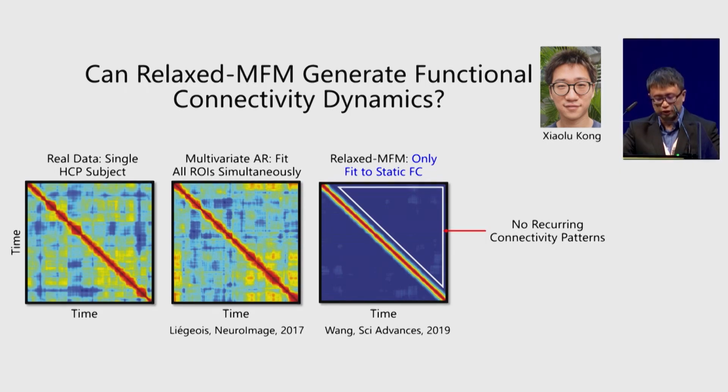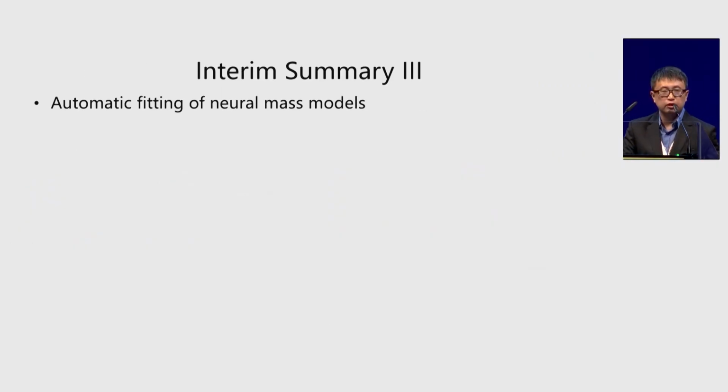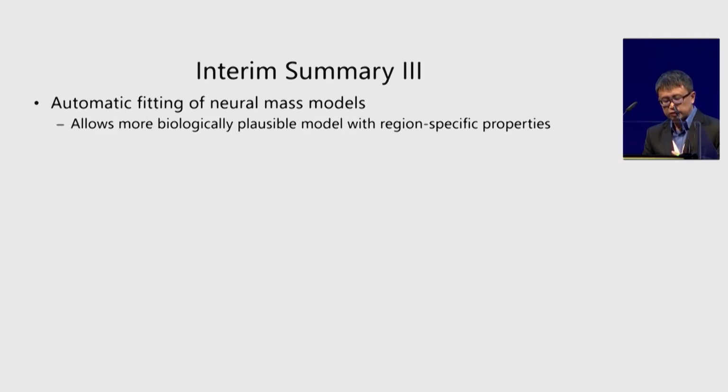So my student Xiaolu then changed the algorithm, right, so that we fit to both static functional connectivity and functional connectivity dynamics. And now we see this rich functional connectivity dynamics. And the cool thing is that even with this new algorithm, we see these large-scale gradients like before. Okay, just to summarize, I've shown you that we can automatically fit neural mass models. This allows for more biologically plausible mean field models with region-specific properties.